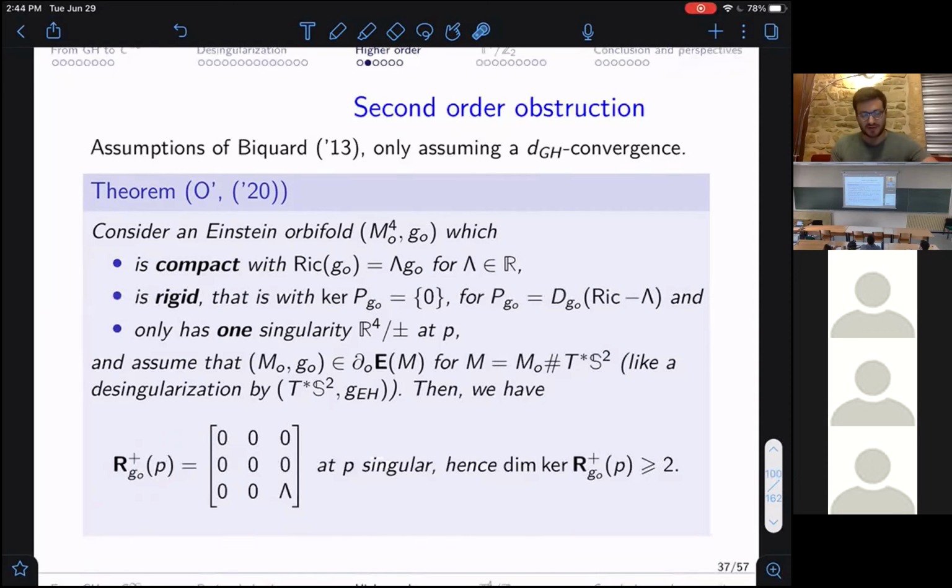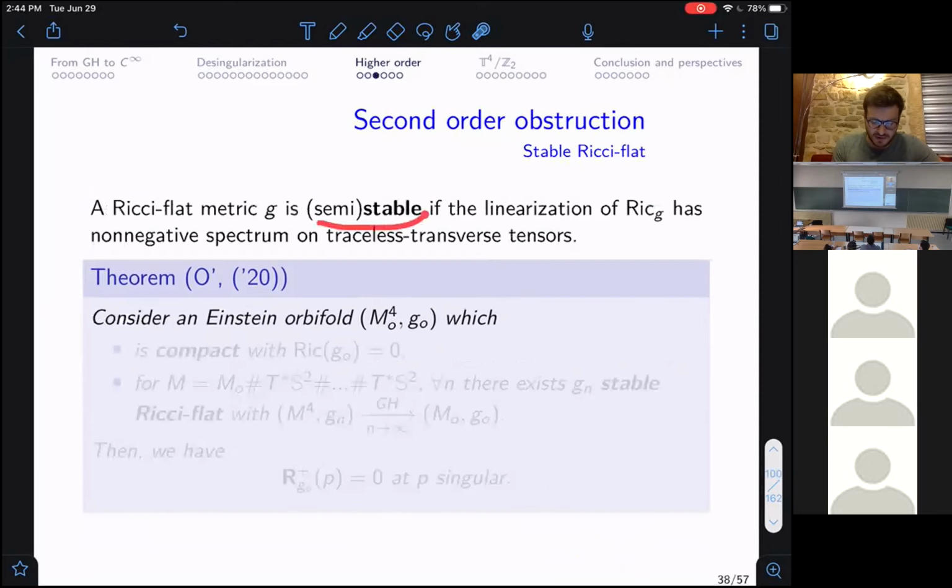There are stronger results in the Ricci-flat setting, and even more in the stable Ricci-flat setting, semi-stable for some people. So I say that a metric is semi-stable or stable if the linearization has only a non-negative spectrum on traceless transverse tensors. That means that if you run the Ricci flow, then it will flow back to your metric, for instance. But I allow Ricci-flat deformations by non-negative spectrum. There can be zeros here.